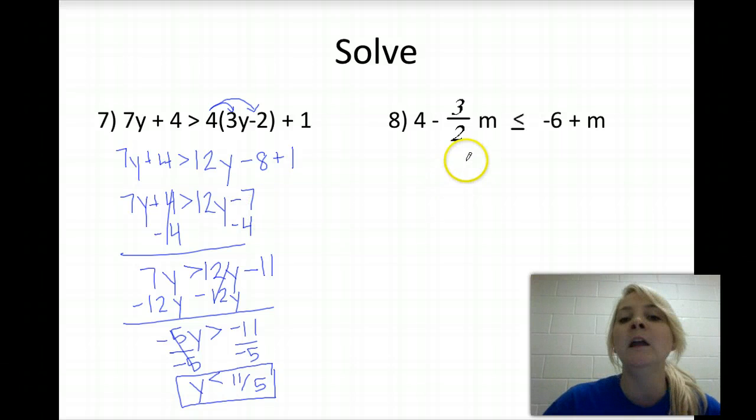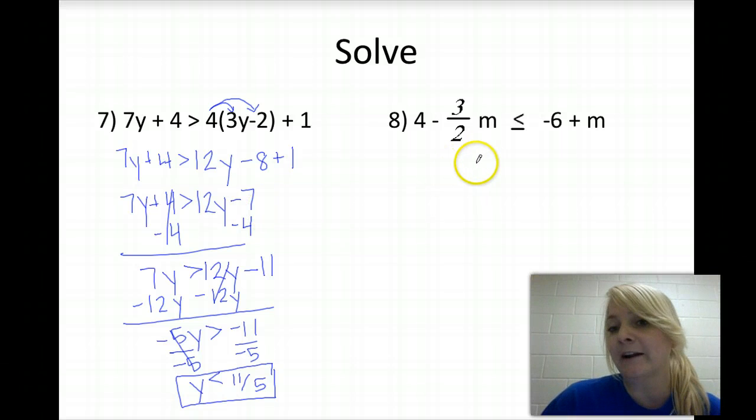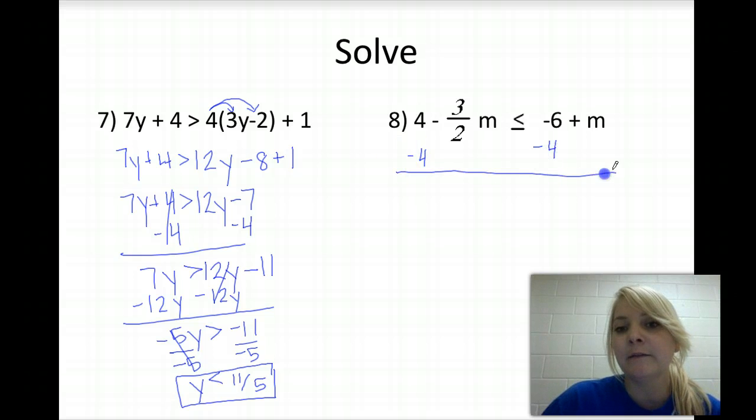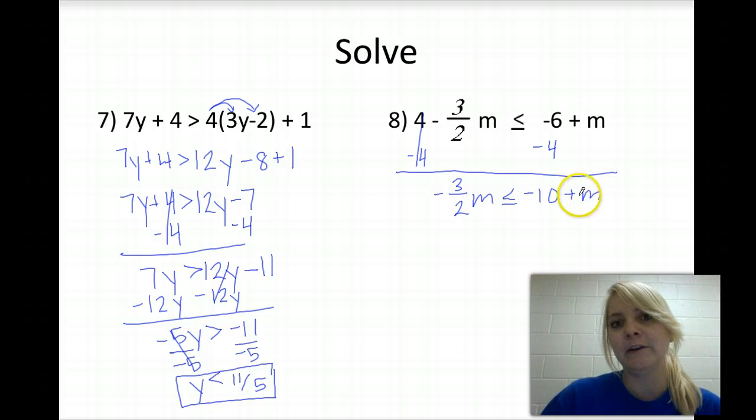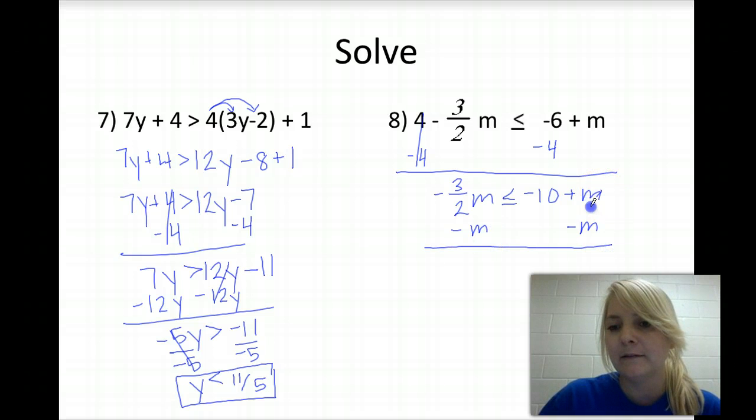All right, let's take a look at one with fractions. So once again, the first thing I'm going to do is move my like terms on the same side. So this is positive 4, so I'm going to subtract both sides by 4. So I'll get negative 3/2 m is less than or equal to negative 10 plus m. Once again, I want my m values together. So since I'm adding m on the right side, I'm going to subtract m from both sides. That m cancels out, and we have less than or equal to negative 10.